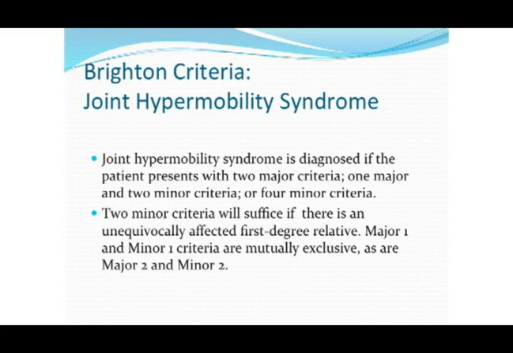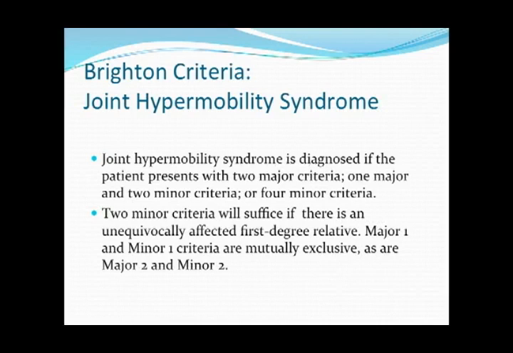And the Brighton criteria, this is another unfortunate thing, that Beighton and Brighton sound so similar to each other, and I think it really is very confusing. But the Brighton criteria that were established for the diagnosis of joint hypermobility is the presence of either 2 major criteria, 1 major and 2 minor, or 4 minor criteria. And if a person has an unequivocally affected first-degree relative, then we can establish this diagnosis in the presence of 2 minor criteria.